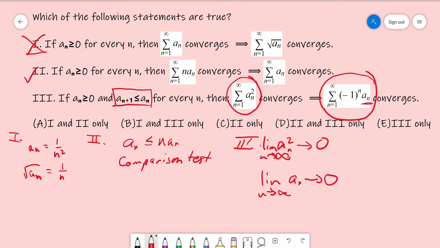So this fact, together with the fact that the sequence is monotonically decreasing, implies that the alternating series converges, and that's only for alternating series. If it wasn't alternating, then we wouldn't know that it converges. So this is true. And so our answer is 2 and 3 only, which is D.